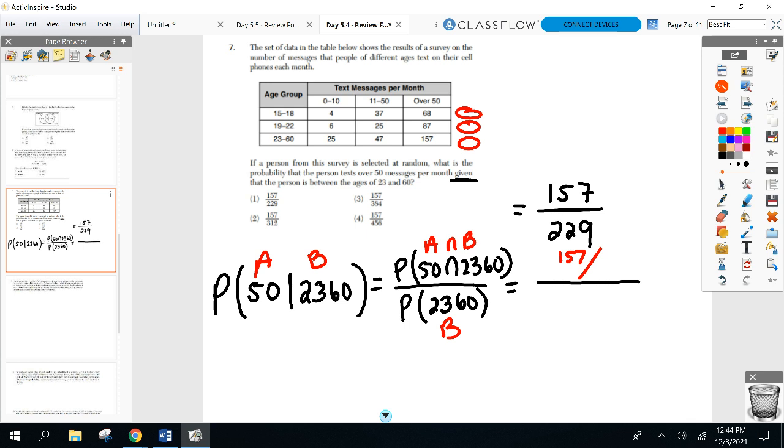Relax. Now I got the calculator in my hand. I'm not putting this down now. 456. Yep. That's what I thought. Sarah, ready? Over, what's the probability that they're between 23 and 60 now?